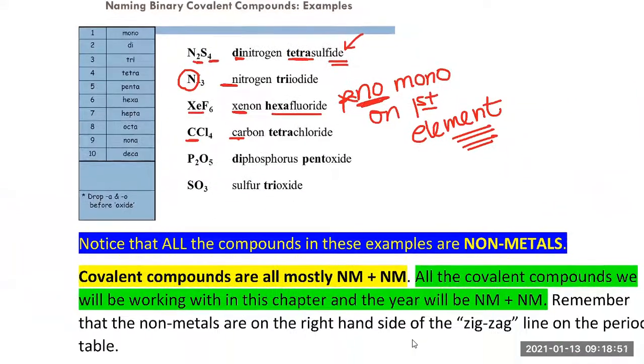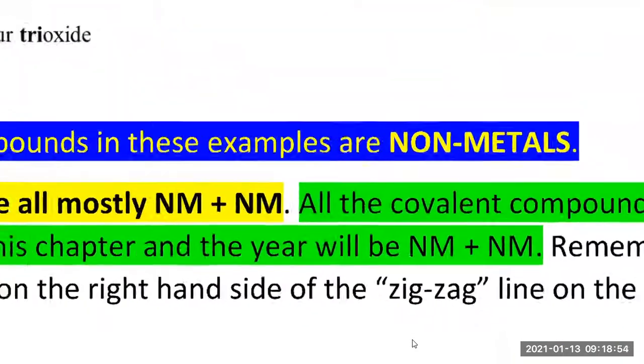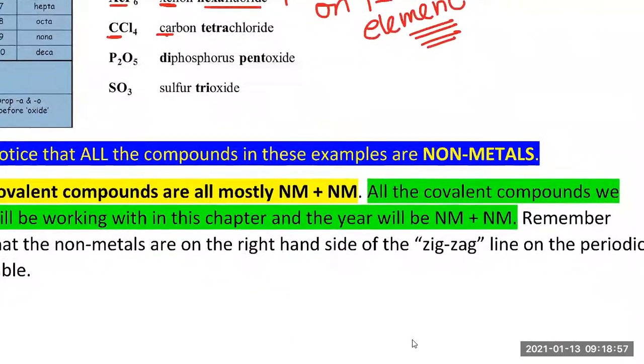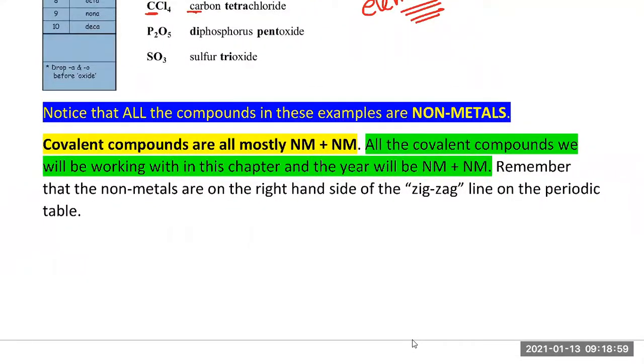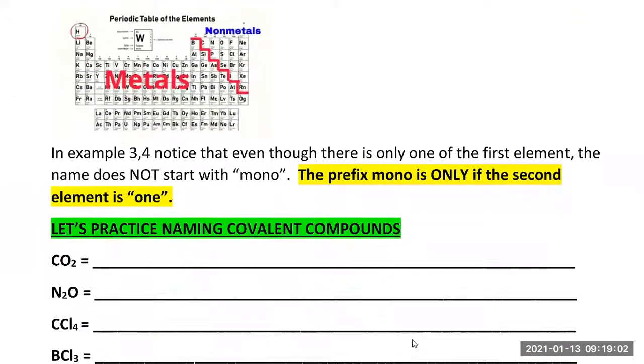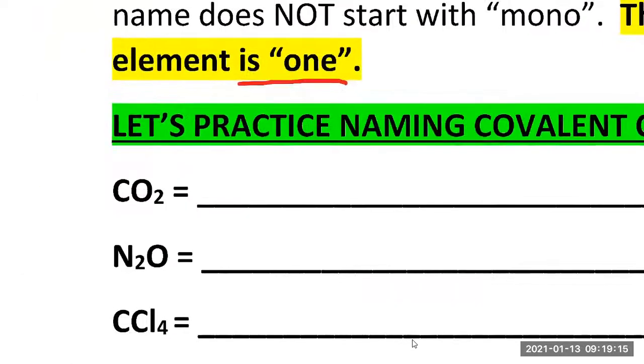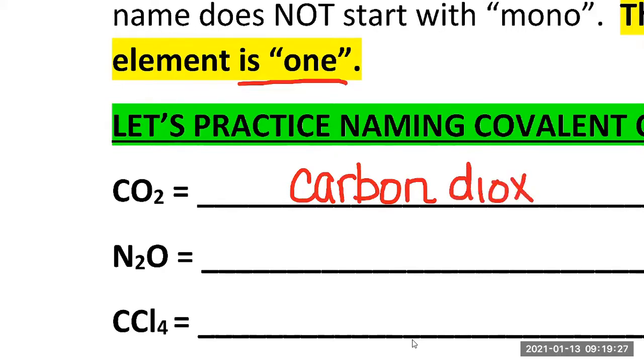So covalent compounds, this is just a reminder that they're usually nonmetals with other nonmetals. There's a few exceptions we've talked about, but for the most part, nonmetals with nonmetals. And here's that prefix thing that I just told you. The prefix mono is only on the second element. You don't ever put it on the first element if there's only one of them. So if we look at our first one here, there's only 1 carbon, but we don't put monocarbon. And then what's our prefix for 2? Di, right? So this is going to be carbon dioxide.